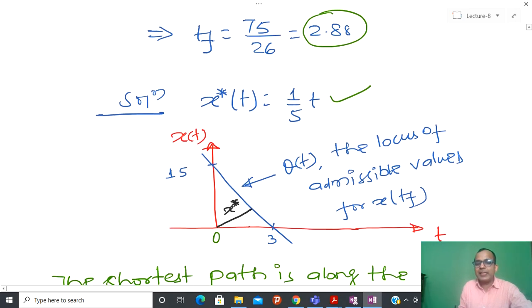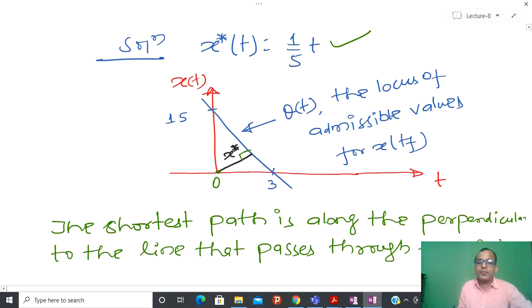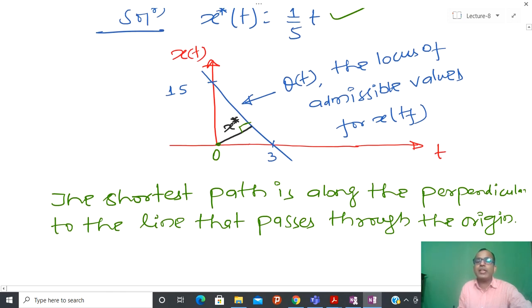Now what we are saying: suppose I have this kind of curve, then the shortest path from here to here is a straight line joining from here to here, and that is nothing but the perpendicular. It is possible to show that the shortest path is along the perpendicular to the line that passes through the origin. If in place of this straight line you have a parabola, hyperbola, or any shape you can take, then again you have to follow the same kind of steps, and it is possible to show what the shortest path is in different cases.